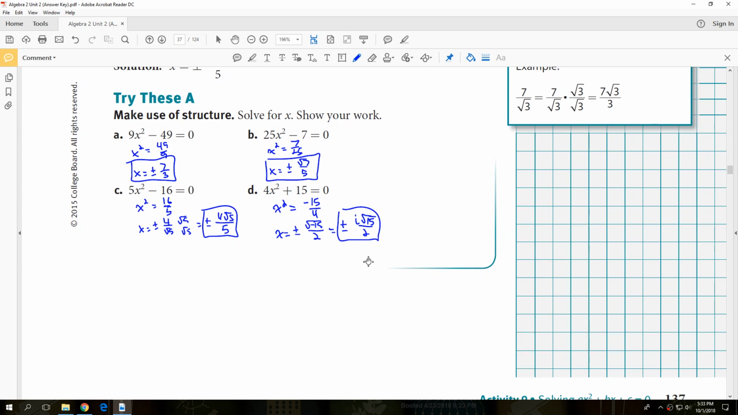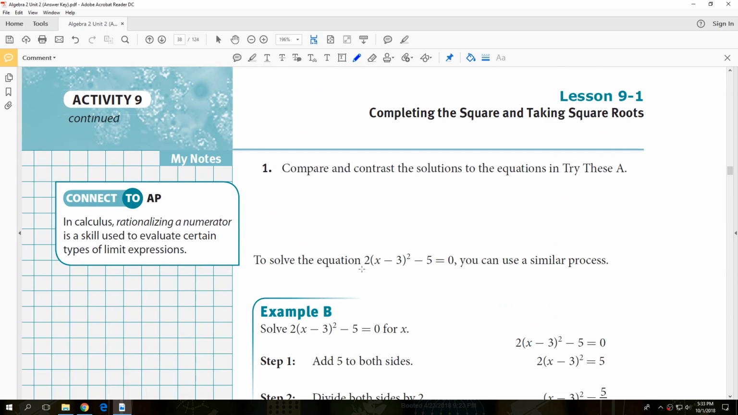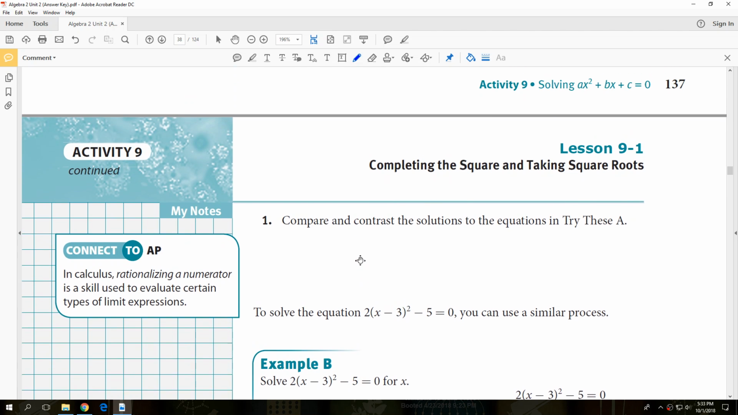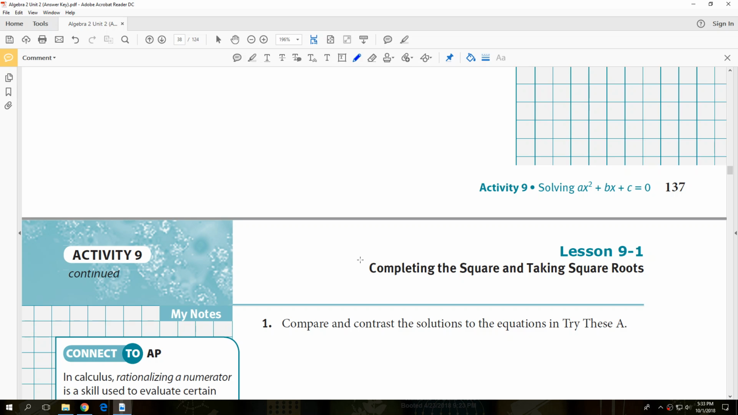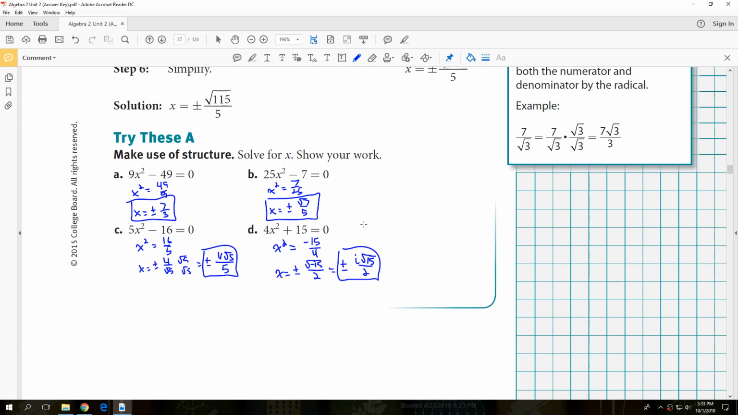All right, so let's keep going. Compare and contrast solutions to the equations in Try These A. So basically what they're going for here is they want to know what's irrational, what's rational, and what's complex or imaginary, I should say.